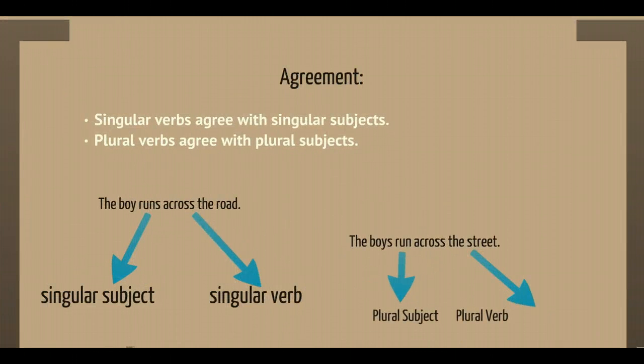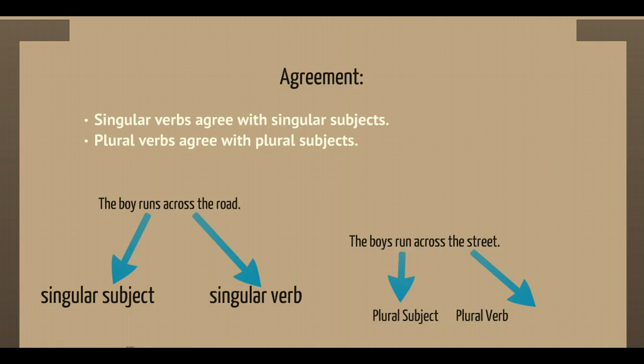Okay. So you can see here, singular verbs agree with singular subjects. Are you getting the agreement portion here now? So singular with singular, and likewise plural with plural. Okay, so you see that plural verbs agree with plural subjects. And I have two examples for you.